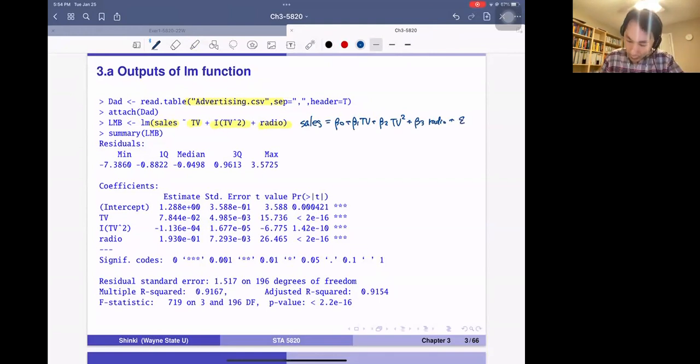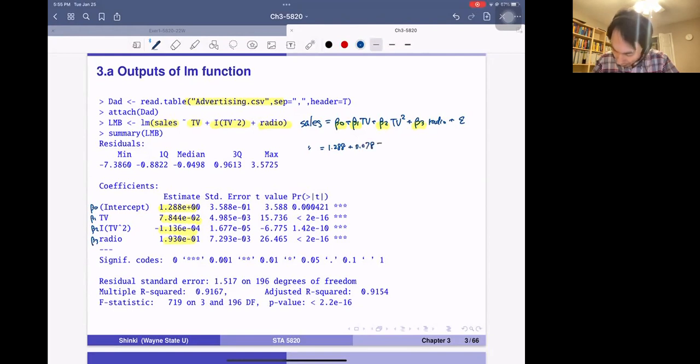And you can see that the estimated parameters, beta naught, beta 1, beta 2, beta 3, are here. Starting with beta naught here, beta 1 here, beta 2 here, and beta 3 here. So the estimated model is this. That means the sales is equal to 1.288 plus 7.844 times 10 to the negative 2.